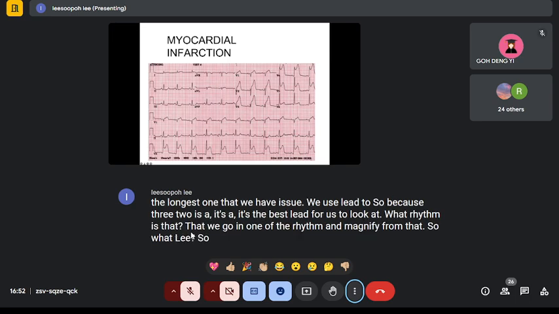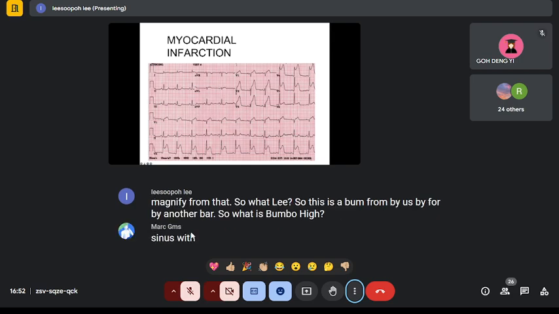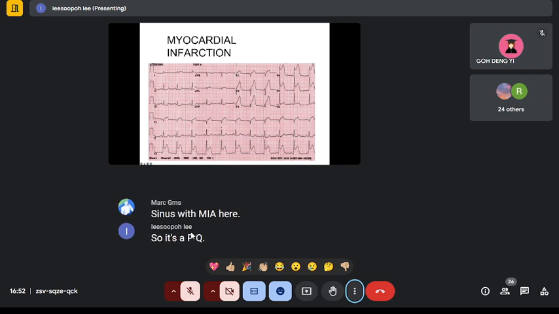So there's a bump followed by a spike followed by another bump. What do we call this bump? It's a P wave, then QRS, and there is a T wave. So this is sinus rhythm. How about the heart rate?